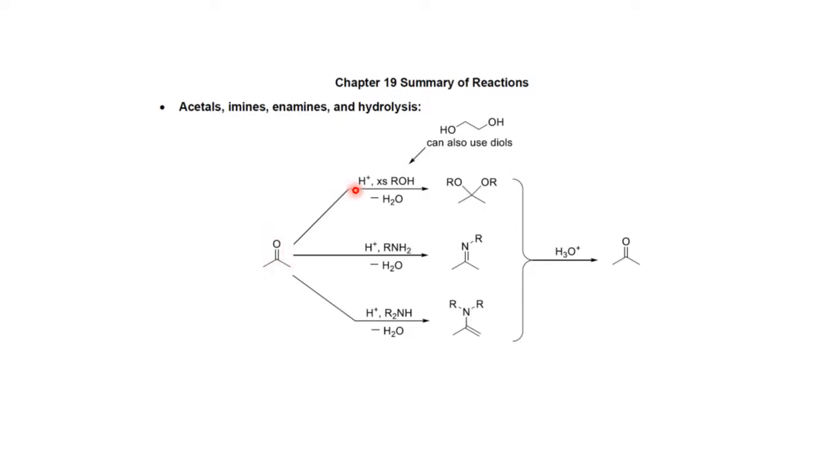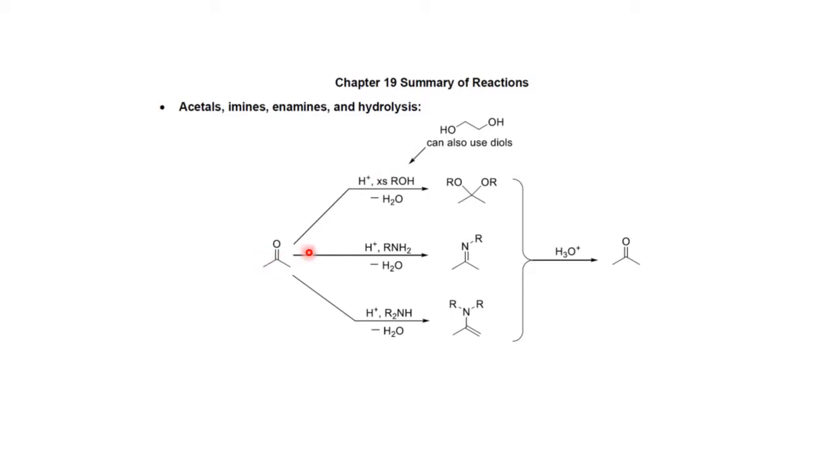If we treat it with acid and excess alcohol, as well as minus H2O, we can form an acetal. Now you can also use, in the place of excess alcohol, diols. Okay, with diols, both of the alcohol groups are capable of reacting. So you actually end up forming what's called a cyclic acetal product.